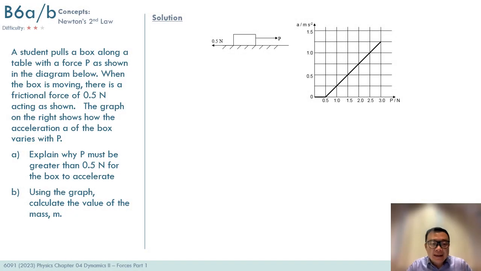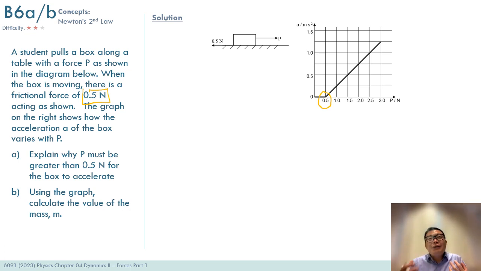This question is on Newton's second law. So let's take a look at the acceleration and forward pulling force graph. Looking at this graph, you notice that the forward pulling force needs to be at 0.5 newtons before the box can start to speed up and start to accelerate. So this matches with what the paragraph says, that there is actually a frictional force of 0.5 newtons.